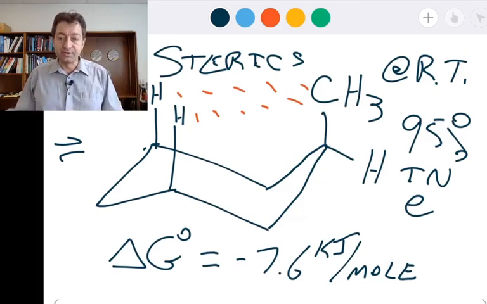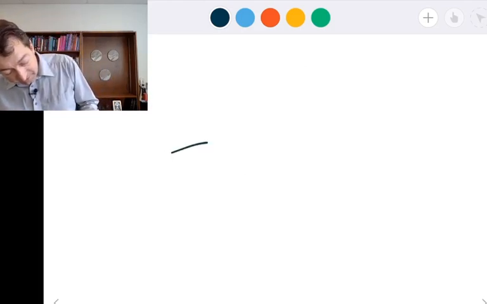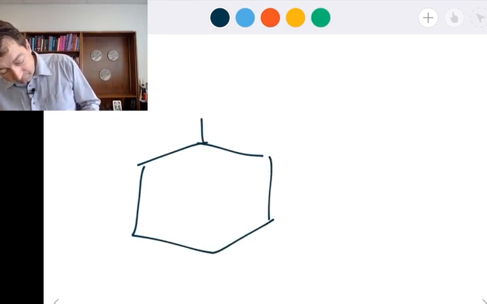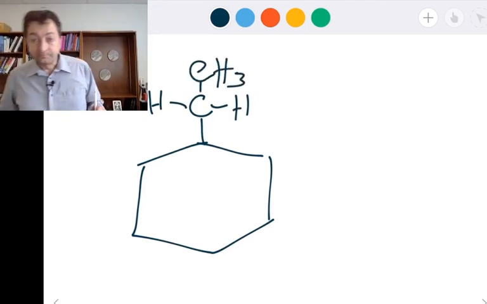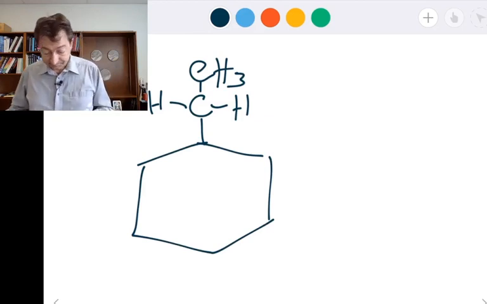Okay, so now the question you might be asking is, what's the influence on this difference between the 2 chair conformations if we make that substituent a little bit bigger? Well, let's take a look at that next. Let's take a look at what the influence is if we go from a methyl group to an ethyl group on methyl cyclohexane.